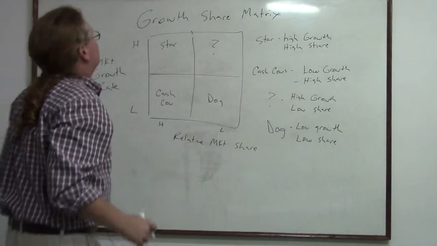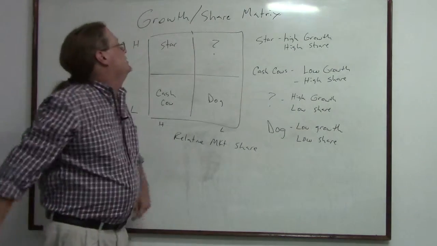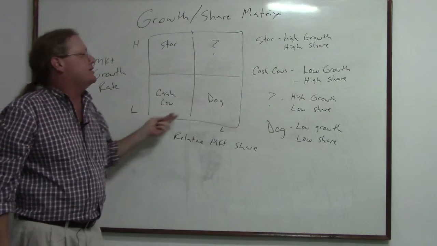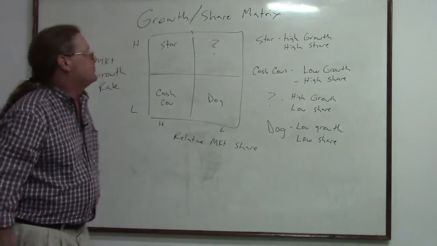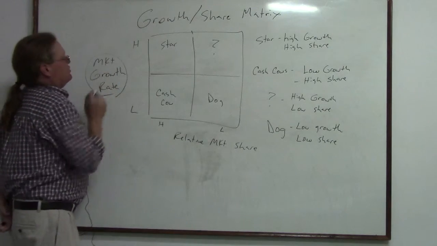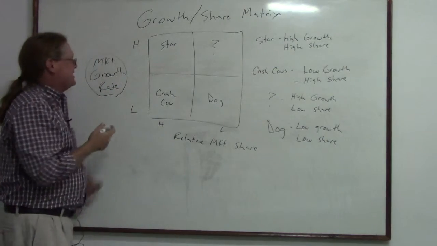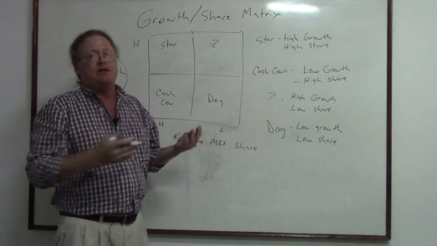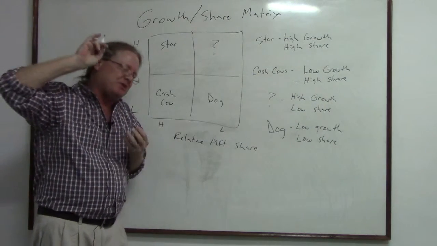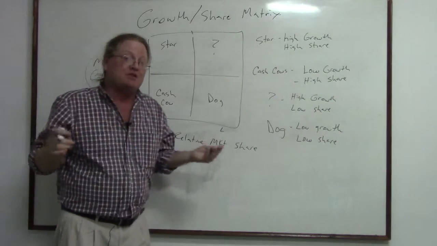Okay, now I'd like to talk about the BCG growth share matrix. This is a little fancy diagram that has the star, the question mark, the cash cow, and the dog on it. There's two things going on here. We have market growth rate. Whatever industry it is, it might have a growth rate. It might be high growth rate. It might be just holding steady, low growth rate. It might be in decline.